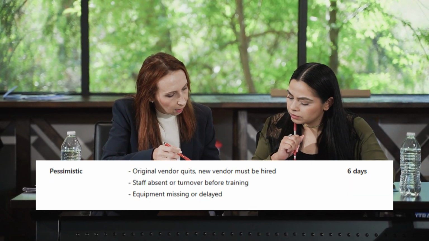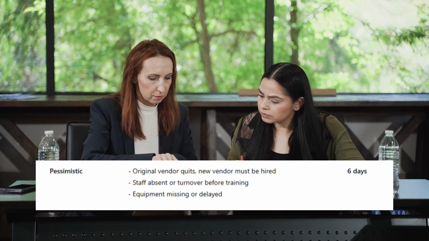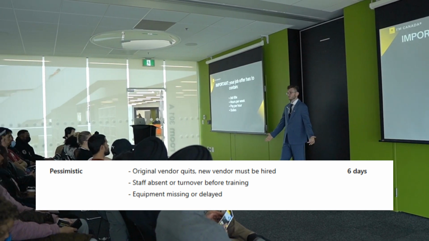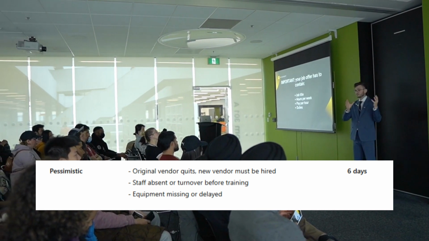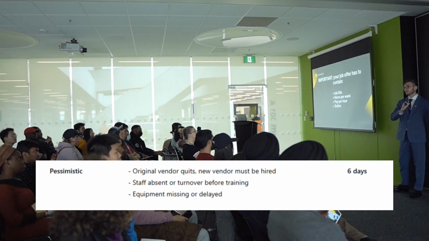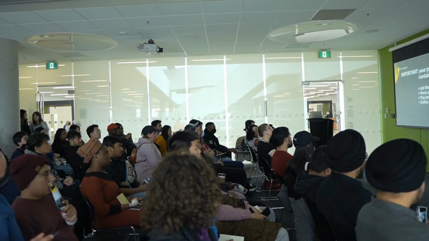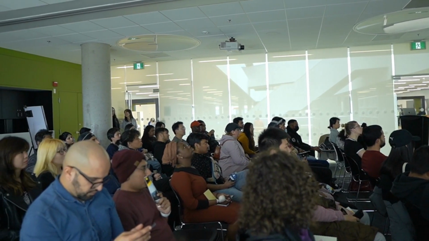Now let's go to the pessimistic. For instance, an original vendor quits and a new vendor has to be hired. Also, staff doesn't show, or some have turned over just before the training, and equipment isn't delivered on time or doesn't work, so training can't happen until the new equipment arrives. This is the worst possible scenario, and this one is estimated at 6 days.